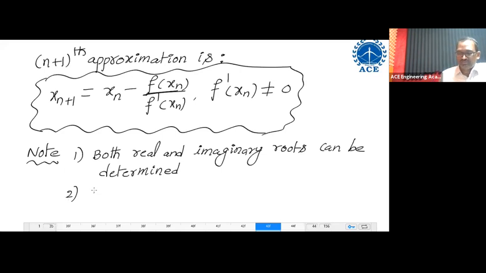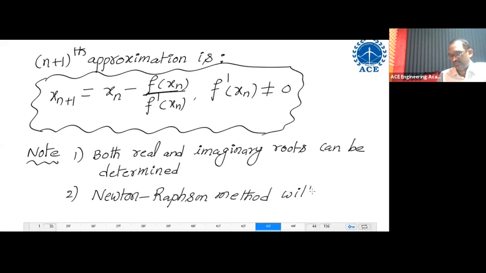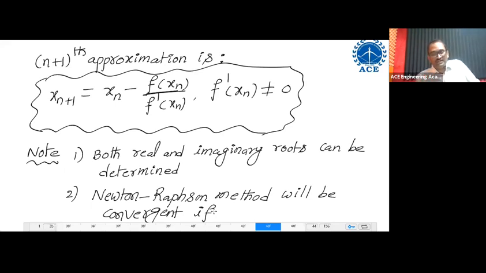Next, Newton-Raphson method will be convergent if. When will the Newton-Raphson method be convergent? Listen to me. If f dash x value is not equal to 0. If f dash x is equal to 0, something by 0, infinity, undefined, then the method will not be convergent.